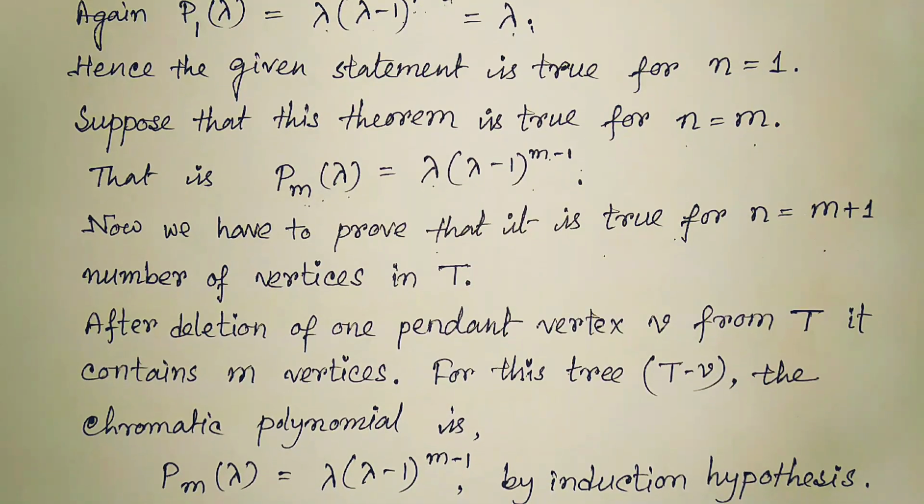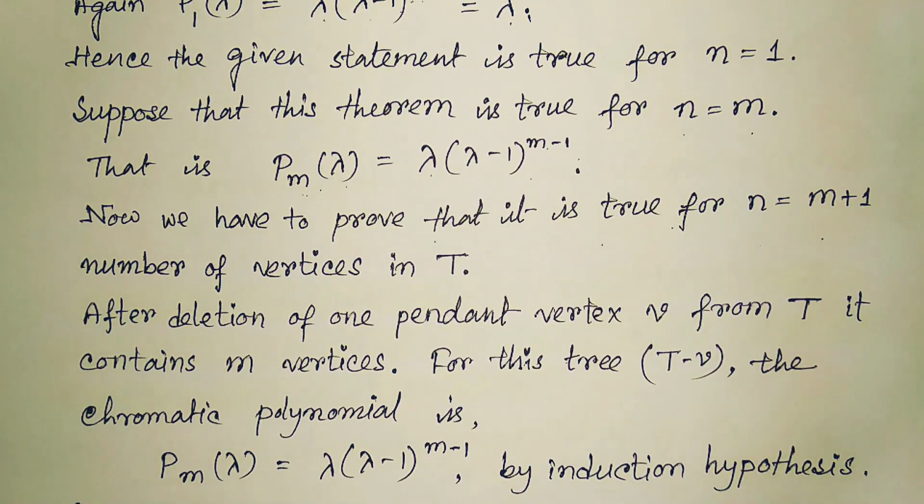So what we will do, initially with the tree having m plus 1 number of vertices, we should delete one pendant vertex from this tree. That means from this tree where the total number of vertices is m plus 1. So after that deletion, what happens? The tree will contain a total of m vertices. We started from m plus 1 vertices. Now if we delete one vertex, the tree will have a total of m vertices. We will delete one pendant vertex there.